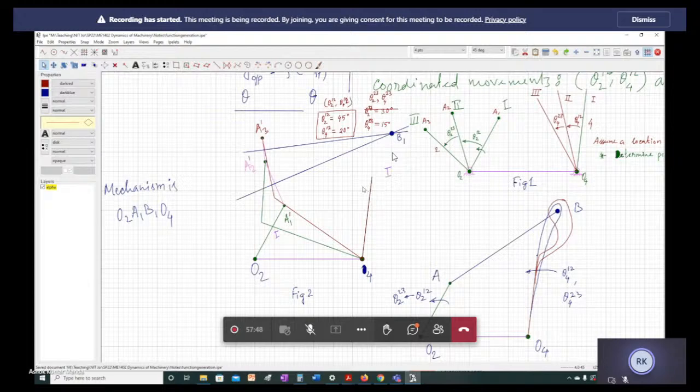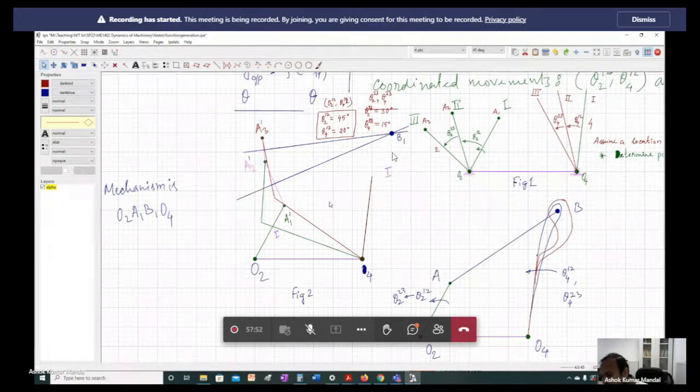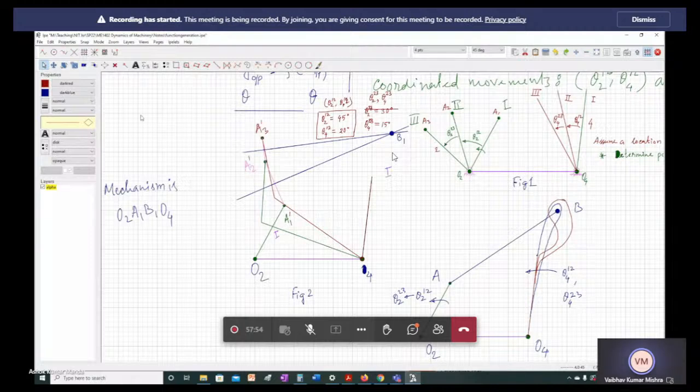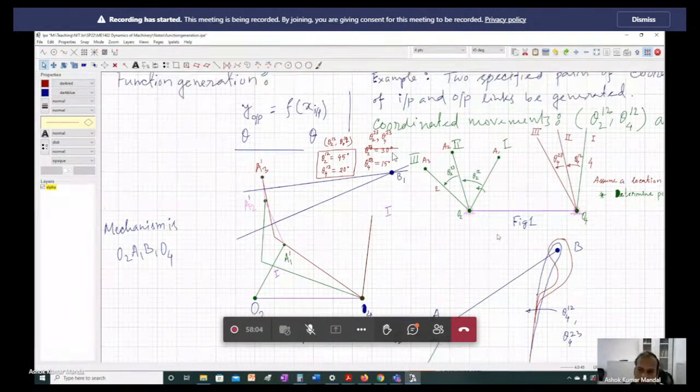Any question from this? Sir, any question? Yes, ask. Sir, is the length of the O2 O4 link fixed? No, that is not fixed. Here we have assumed some length. There it might be given. Okay.